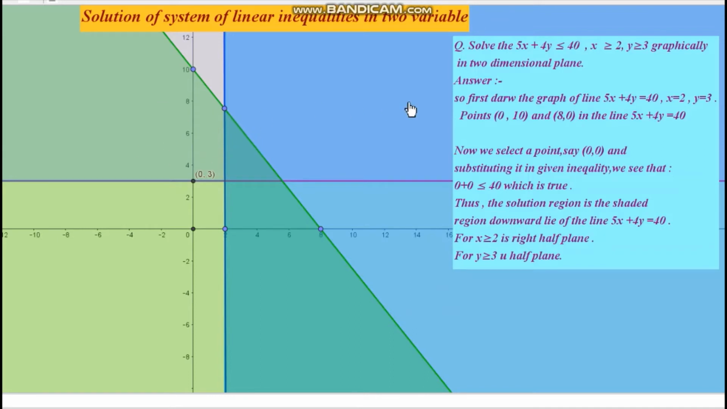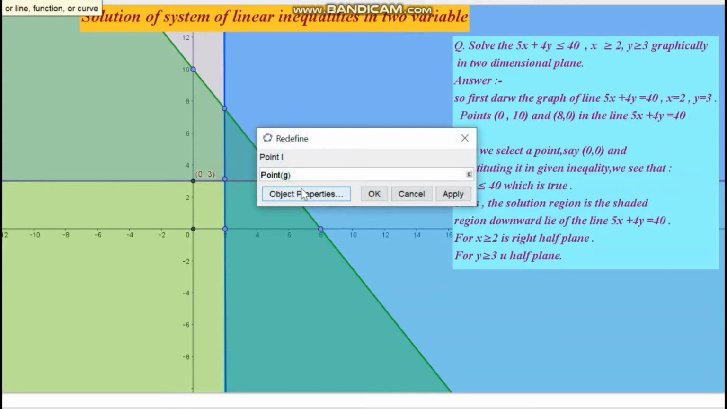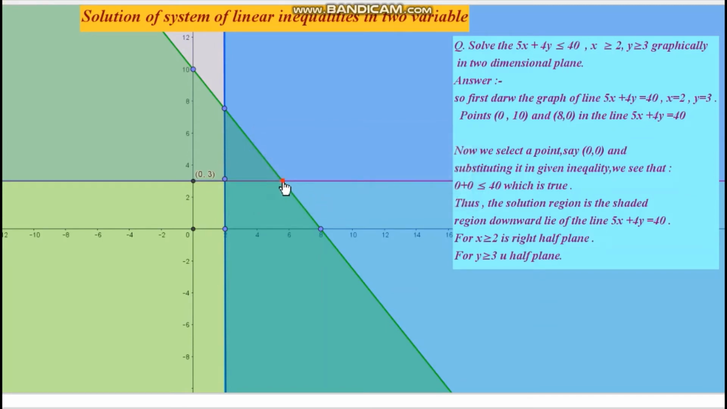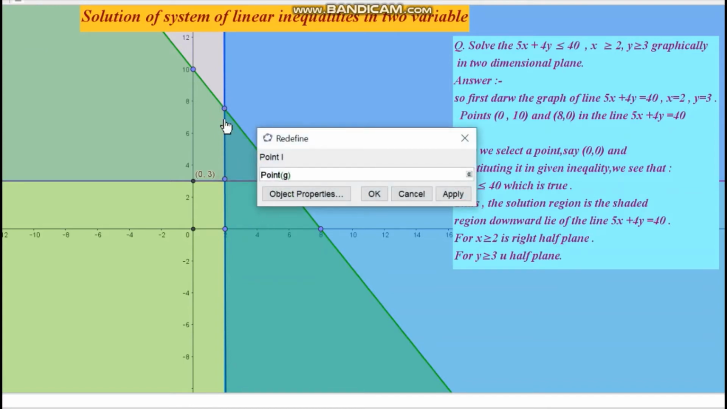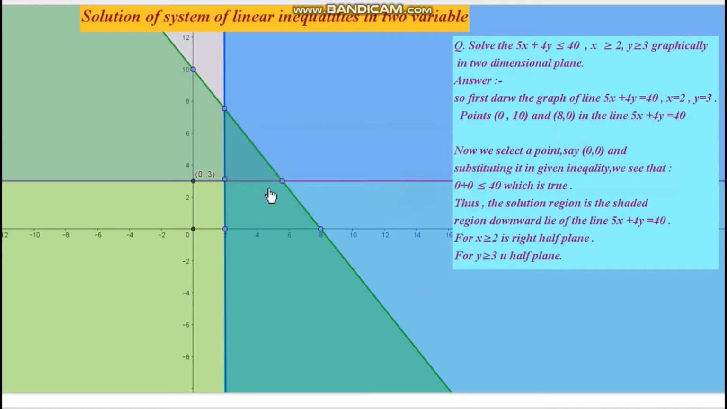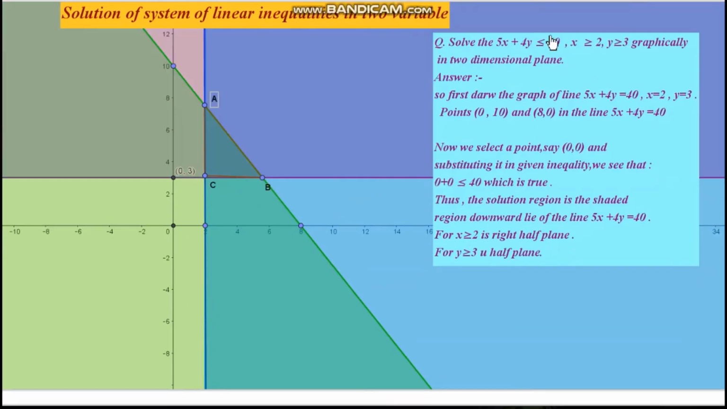So the common region of all these inequalities is the solution of the system of linear inequalities in two variables. It is the intersection of these regions, and the solution region is in the shape of a triangle ABC.